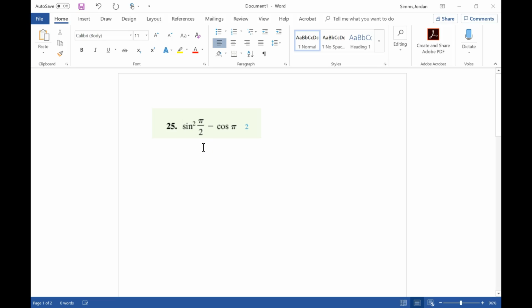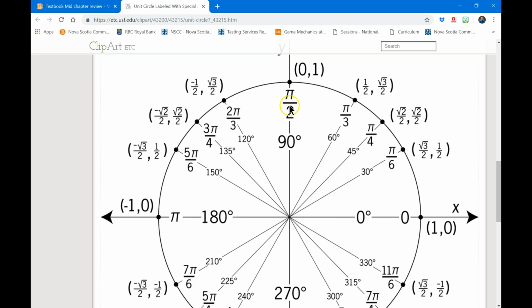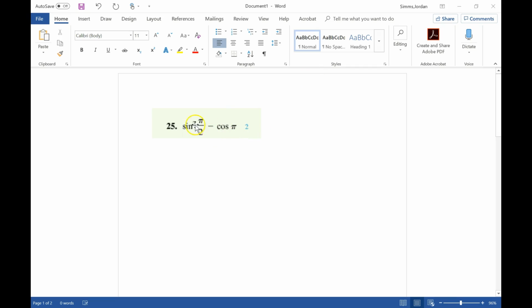So whenever they're asking for the exact value of something, that means unit circle. Here we're asked to find the sine squared of pi over 2. Let's evaluate that first. Let's just jump over to our unit circle. Pi over 2 puts us right at the point (0, 1), right? Remember, the sine is always the y component, so the sine of pi over 2 is 1. The sine squared of pi over 2 is 1 squared, so that's going to be 1, right?